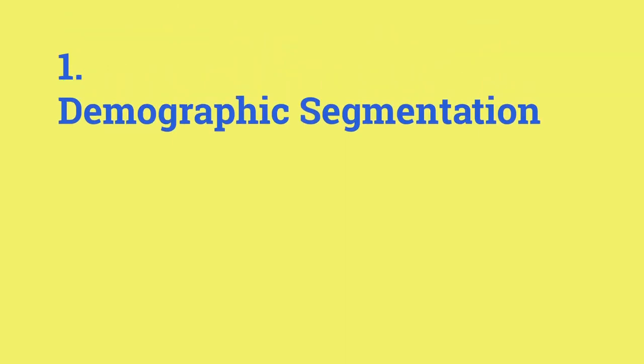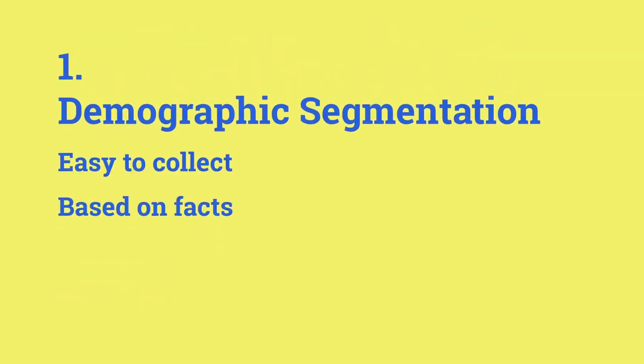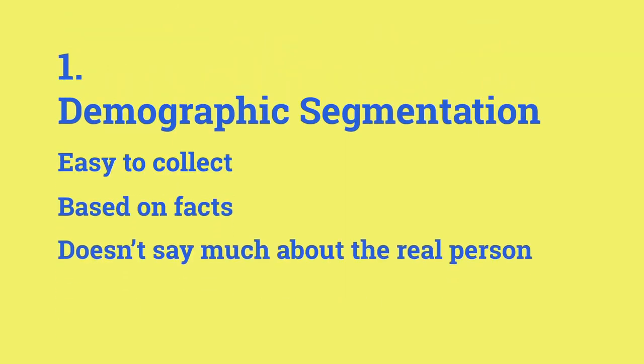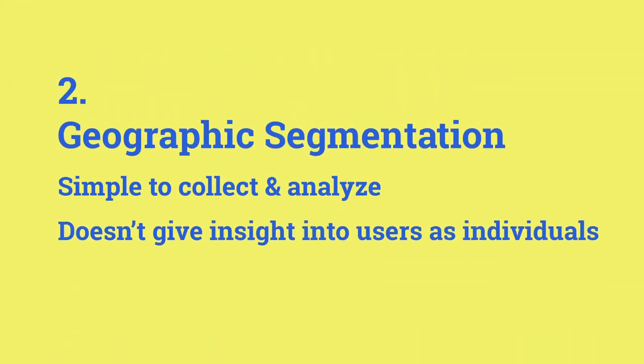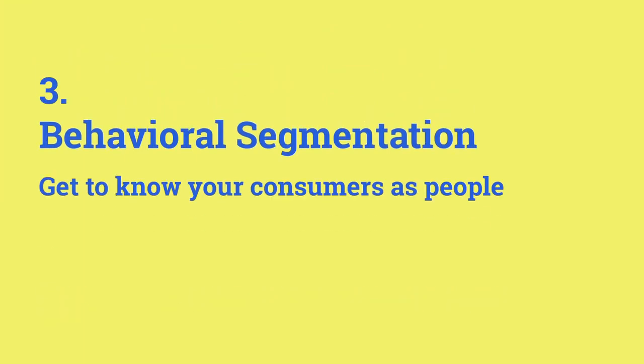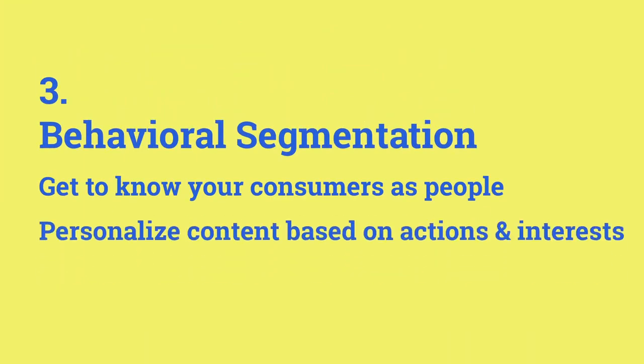So let's recap our main points. Number 1. Demographic segmentation. This data is easy to collect, it's based on facts, but it doesn't tell us much about the real person. Number 2, geographic segmentation. Similar to demographic, geographic information is simple to collect and analyse, but doesn't give us insight into our users as individuals. Number 3, behavioural segmentation. It's one of the best ways to get to know your consumers as people and then personalise content based on their actions and interests.